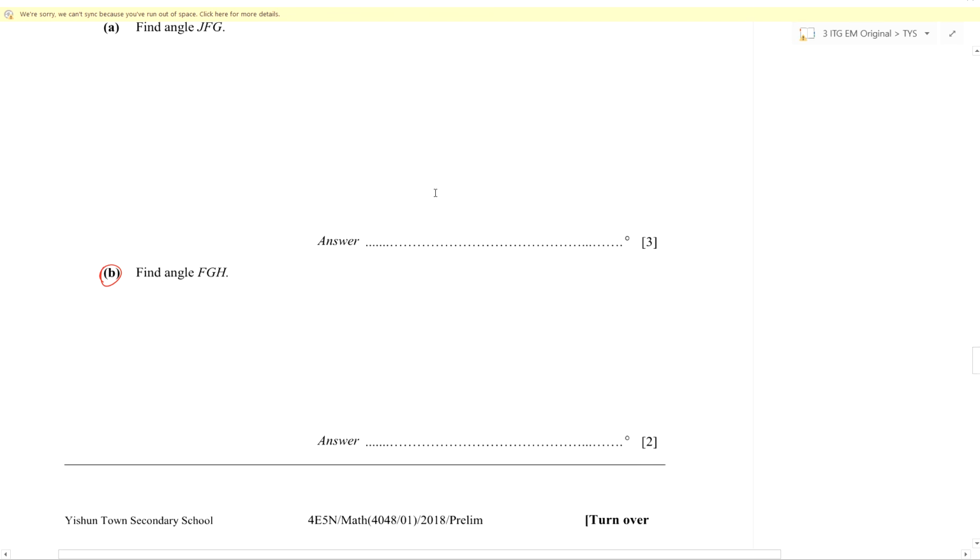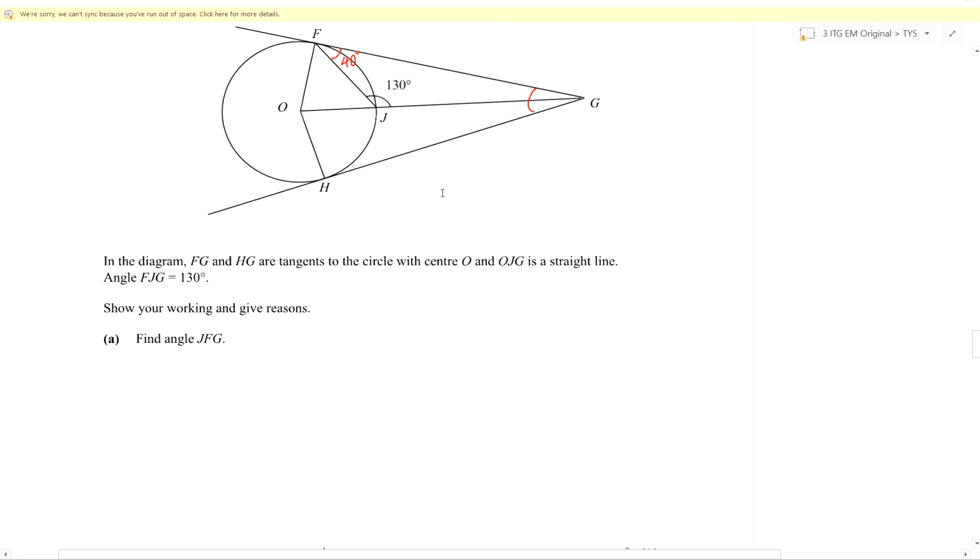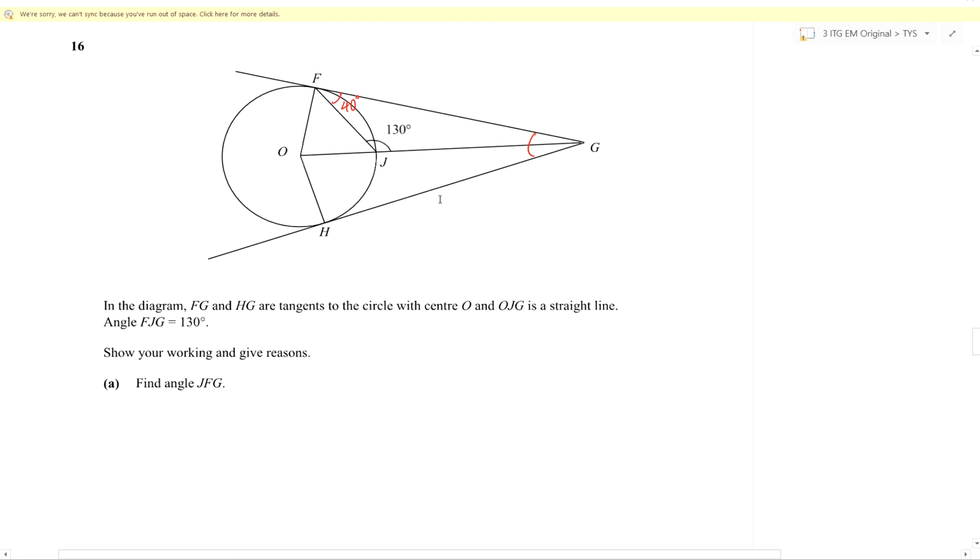Question 16B. Find the angle FGH. This is assuming that you managed to do part A. JFG is 40 degrees. Now almost everybody can tell me that this is 10 degrees. But that's not the answer. What do we do with this 10 degrees? Times 2. Correct answer, but incomplete answer.